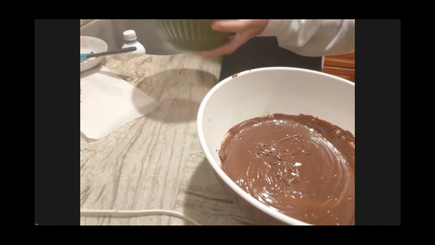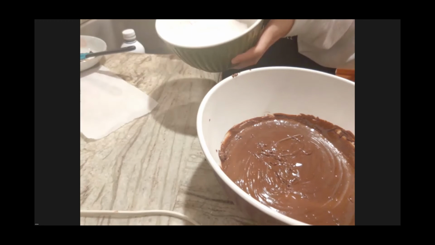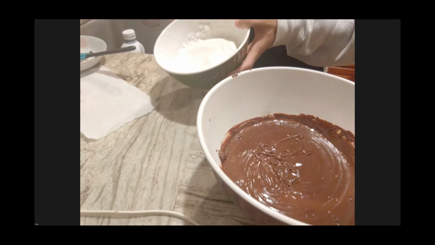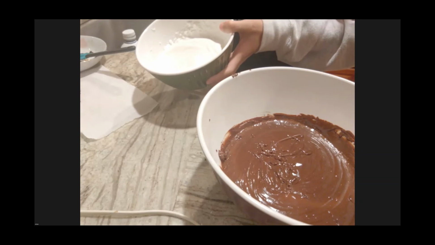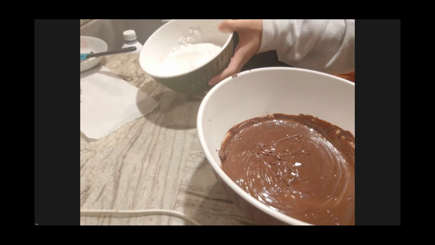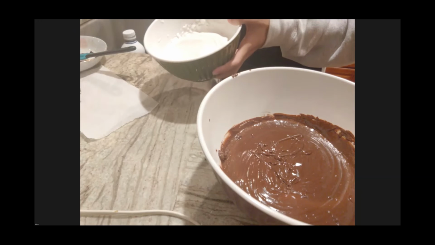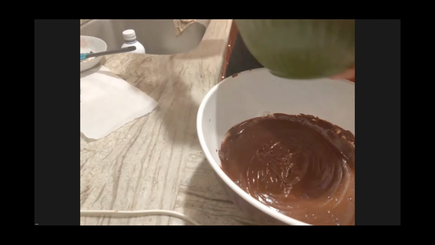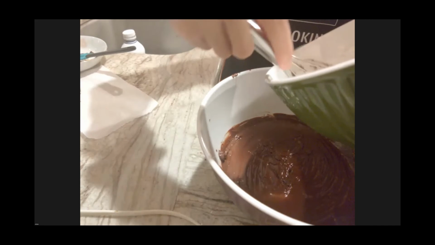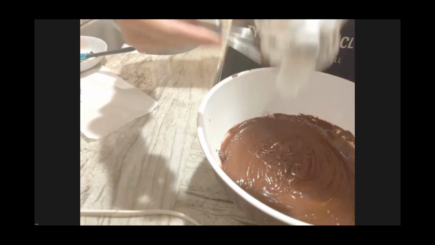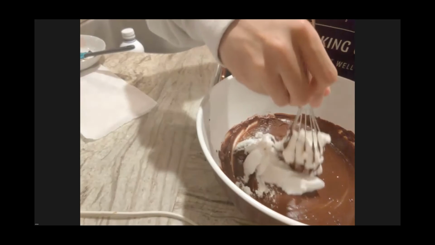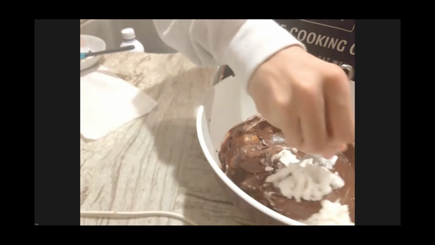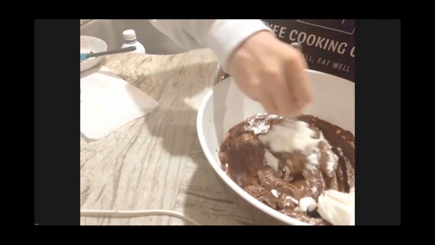yeah, basically I'm just gonna do the same thing as before, add a third at a time, and then just stir it gently, mix it gently, and try to not pop as many air bubbles as you can. So I'm just gonna get started with 1/3 of my egg white. And my chocolate has solidified quite a bit, so this is going to be hard.